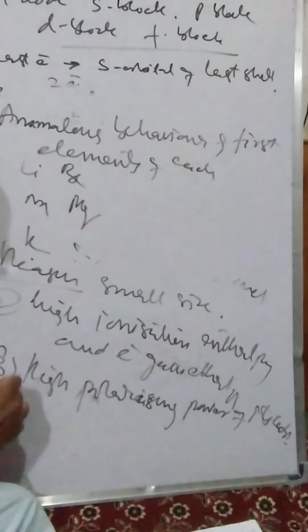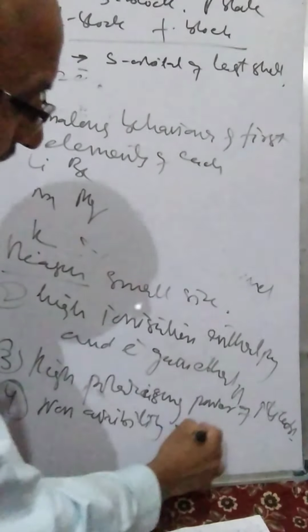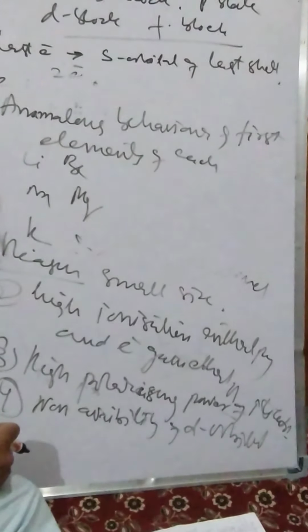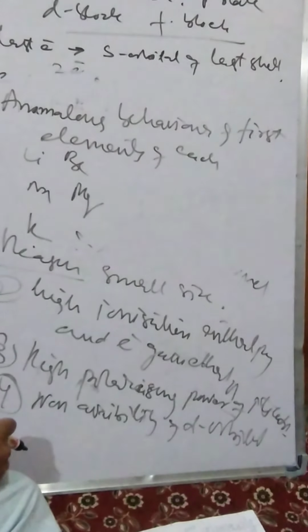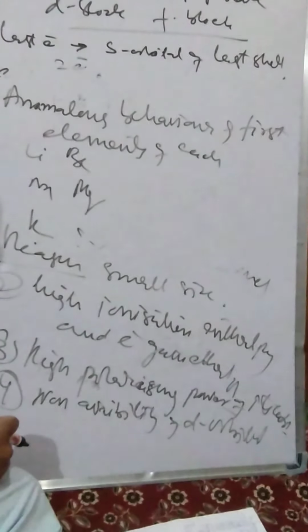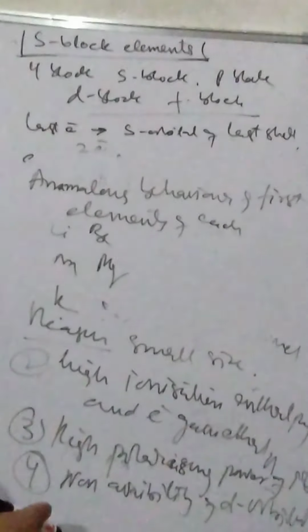Then we have, last but not least, the non-availability of d orbitals. Since no d orbital is available in the first elements of these groups, which basically are the second period of the periodic table, they have only s and p orbitals. The rest of the elements down in each group have d orbitals, which impacts their properties. Hence their properties are different from the rest of the elements.